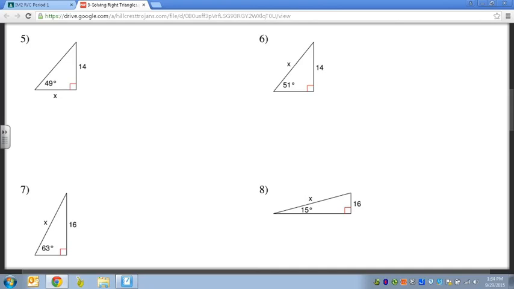So number 5, we want to find x, okay? And we're given that this bottom angle is 49 degrees and that one of the sides is 14. From 49 degrees, that's where we're going to do our trigonometry, because whenever we do trigonometric functions, we always do them from an angle. So we pick which angle we want to use, and it's going to be 49 degrees. From there, I need to label 3 different things: my opposite side, my adjacent side, and my hypotenuse.